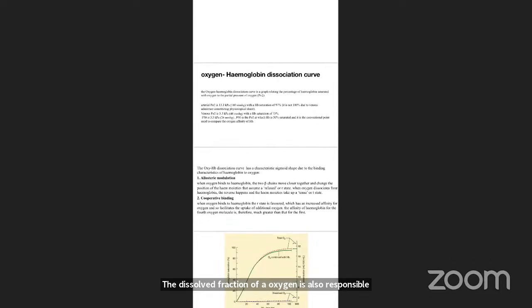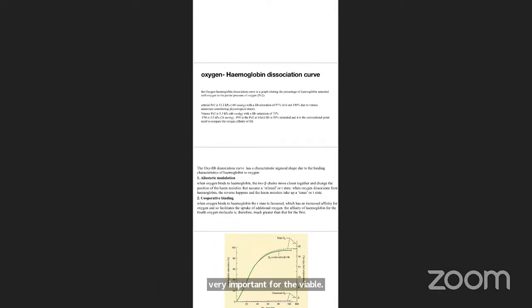Dissolved oxygen represents a small fraction of the total oxygen carrying capacity of the blood. It still constitutes an important fraction. The dissolved fraction of oxygen is also responsible for triggering the hypoxic respiratory drive. That's another topic which I'm not covering in this, but it is very important for the Viva.